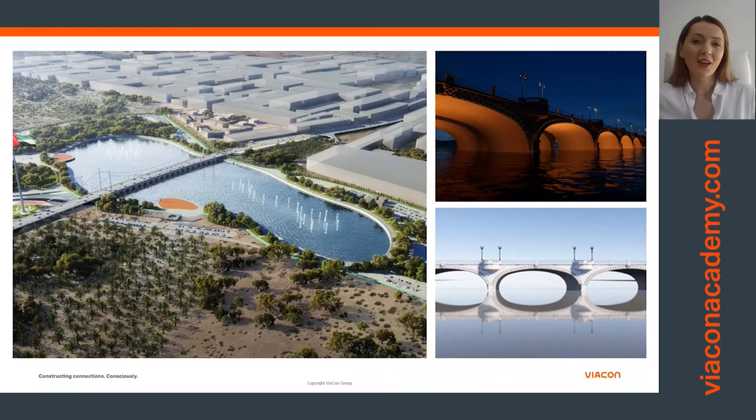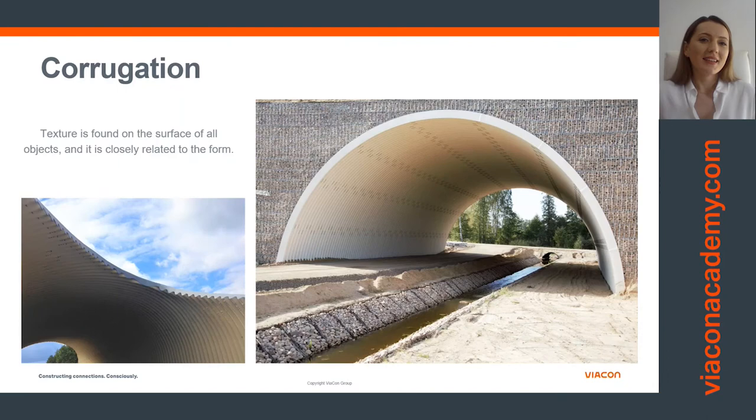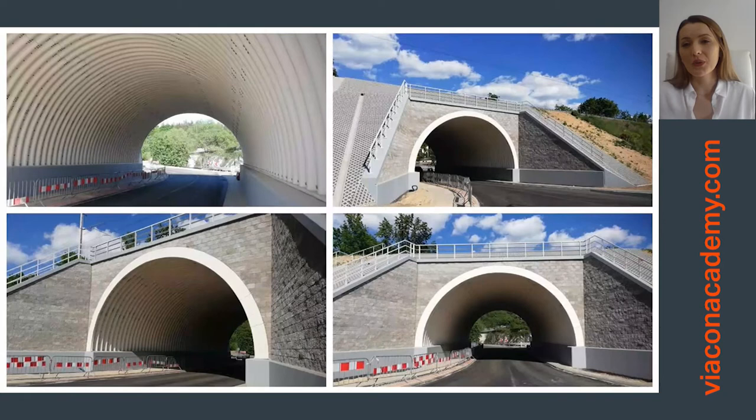As a second pattern, the second pattern of corrugated steel applications is corrugation itself. Visually noticeable corrugation texture brings an additional note of urban and industrial texture design to the environment. Texture is found on the surface of all objects, and it is closely related to the form and shape of the structure. As a texture rule, the larger the object, the larger the texture should be.